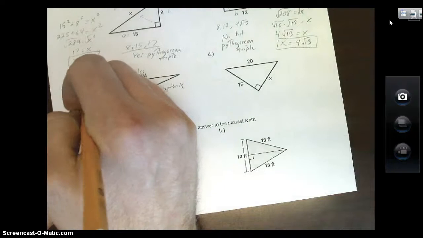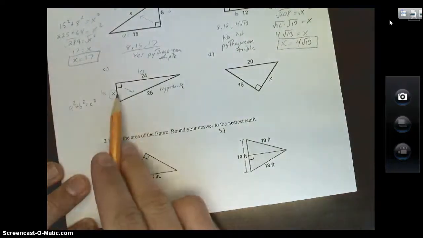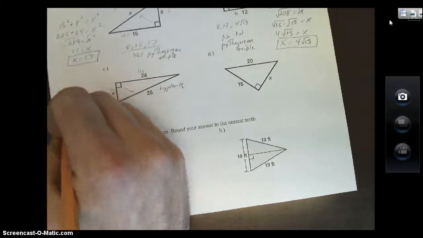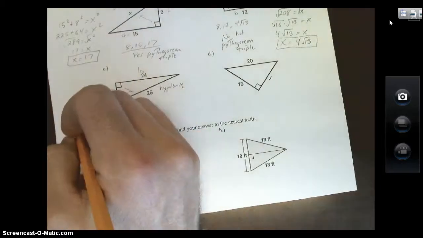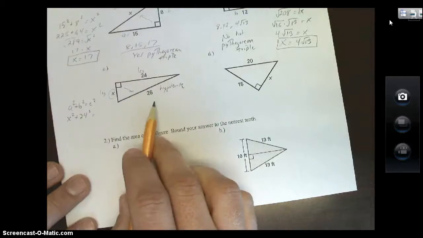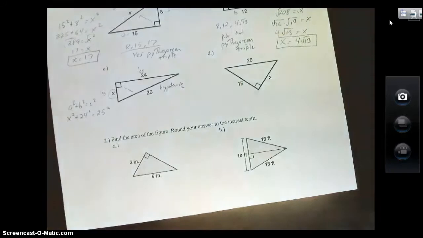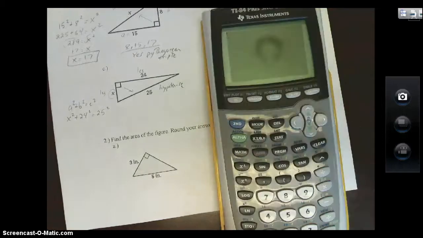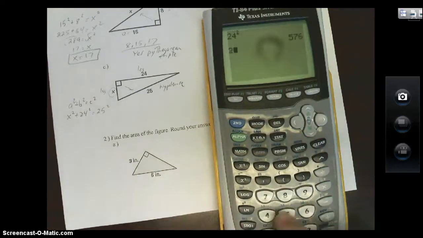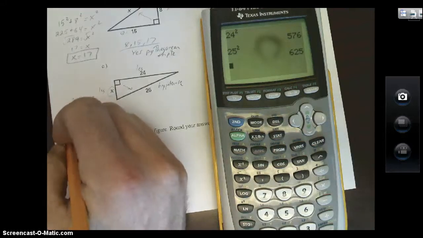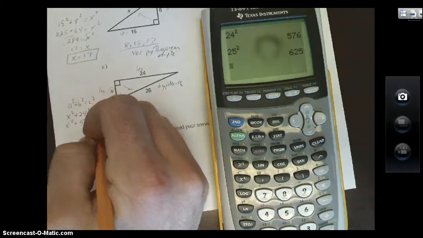If we take a look at our Pythagorean theorem, this can be represented by either A or B. Either way, you're fine. So I'm going to choose it to be A. If I plug it in here, x squared plus 24 squared equals 25 squared, my hypotenuse. Okay, very good. Now we're going to take a look at our calculator and square these numbers, 24 squared, 25 squared. So we get x squared plus 576 equals 625.